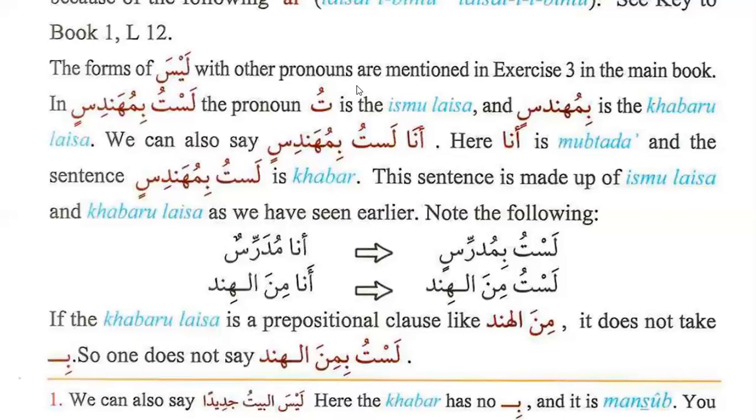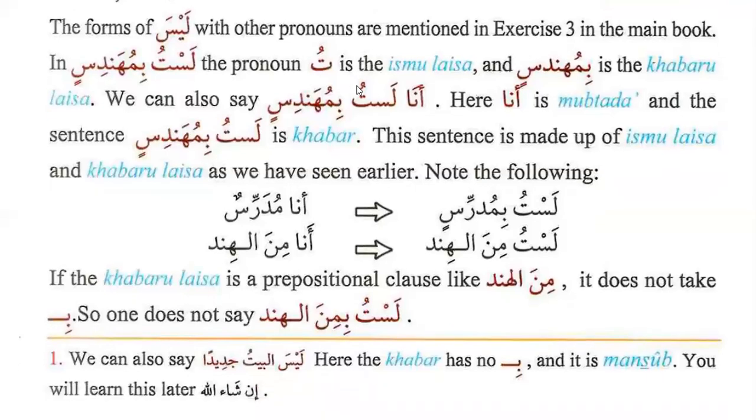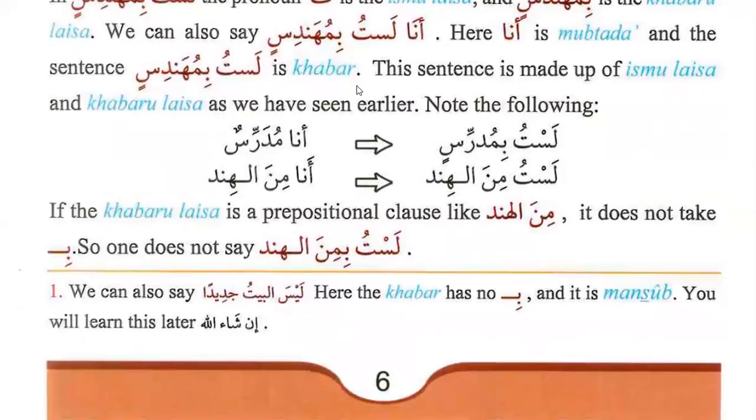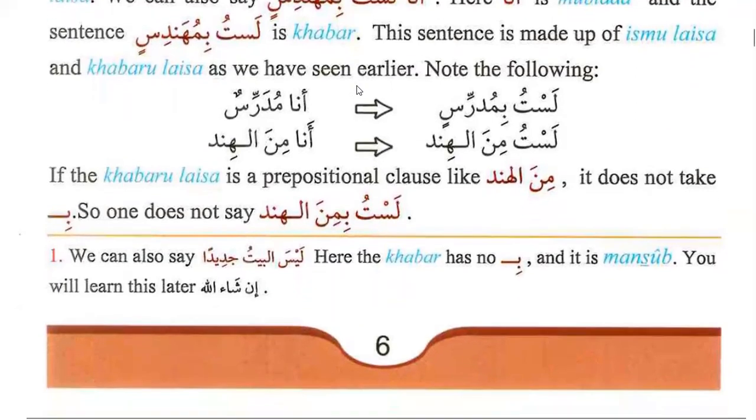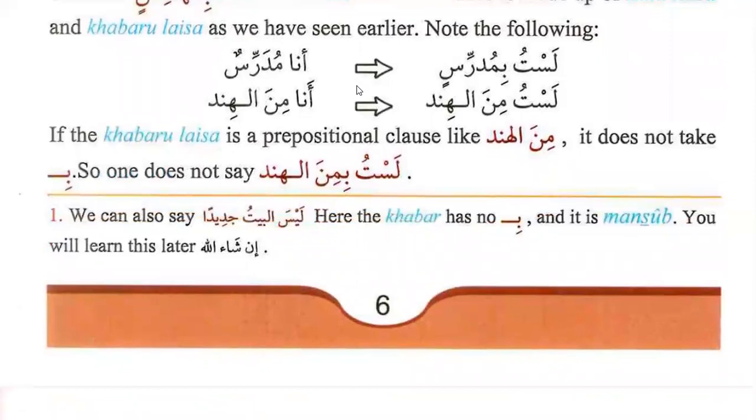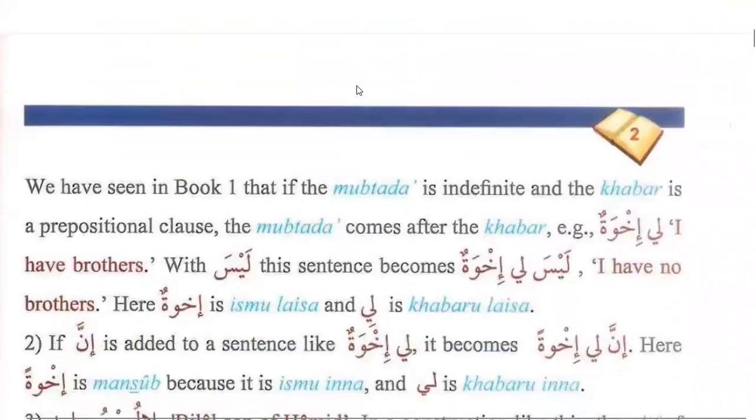Note the following. Ana mudarrisun, lastu bi mudarrisin. Ana minal hind, lastu minal hind. If the khabaru laysa is a prepositional clause like minal hind, it does not take bi. So one does not say lastu bi minal hind. We can also say laysal baytu jadidan. Here the khabar has no bi and it is mansub. You will learn this later, inshallah.